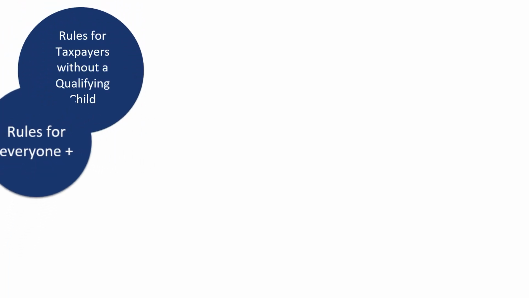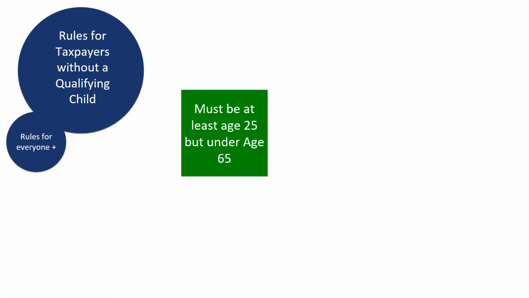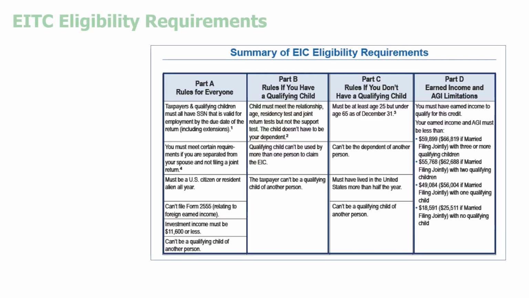For taxpayers without a qualifying child, they must be at least 25 years of age, but under age 65, and they must have lived in the United States for more than half the year. You can find and consult the Earned Income Tax Credit chart with all of the eligibility requirements in your Pub 4012 on page I-4. That's it now for credits.